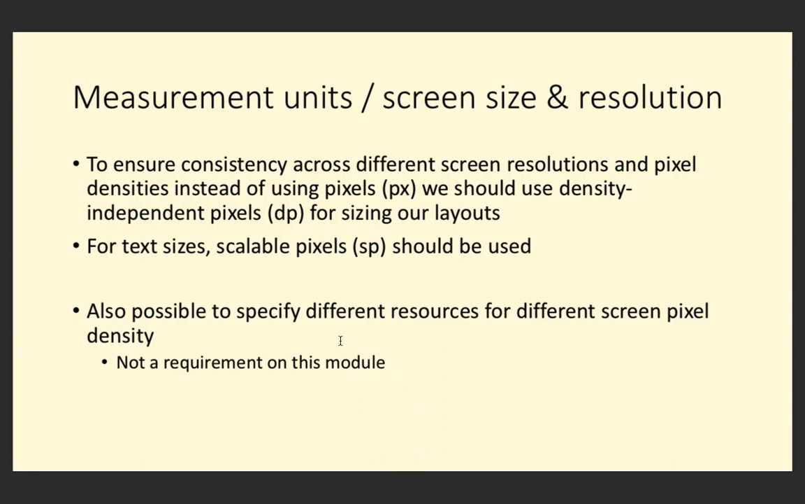It's also possible to specify different resources for different screen densities. We will actually touch on this, although it's not a requirement for anything you're assessed on. Basically, if you take a low resolution screen, and you design an image to appear on that screen with a certain width and height in pixels, if you then try and display it on a high resolution screen, it's either going to display really tiny, or it's going to become pixelated and blocky. So what we can do is specify different versions of the same image for display on different resolution screens. We will touch on that in one of the tasks we do, I think, after Christmas.